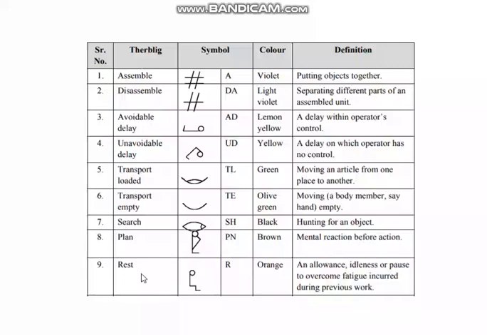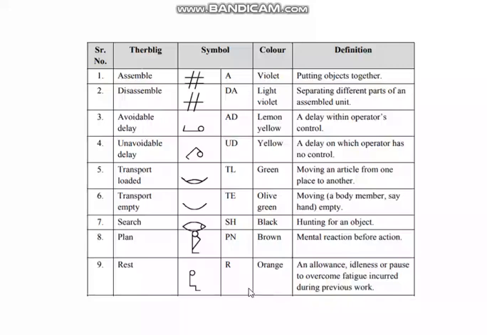And the another one is rest. Like this man is sitting, like that. Rest, orange color. An allowance, idleness, or pause. You see, this is not delay. The delay is purposely that man is delaying, which is within his control. And this rest, it is permitted for him to take a little break, an allowance, or a pause to overcome fatigue incurred during previous work.